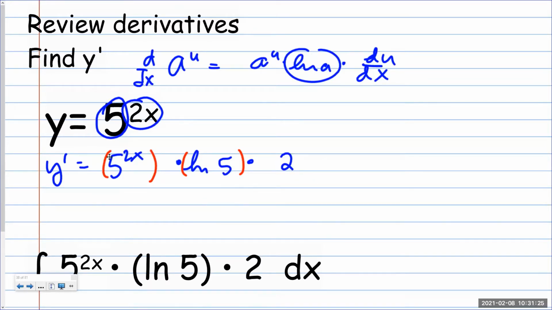Okay, if this is right, then what that means is the integral of this. So let me just write it. The integral of 5 to the 2x times ln of 5 times 2, and then I'll put in the dx, must be equal to 5 to the 2x. Is everybody good with that? That must be equal to 5 to the 2x plus c. Do you agree with that? Okay, so if this is a derivative, then the integral of this must be equal to 5 to the 2x plus c.